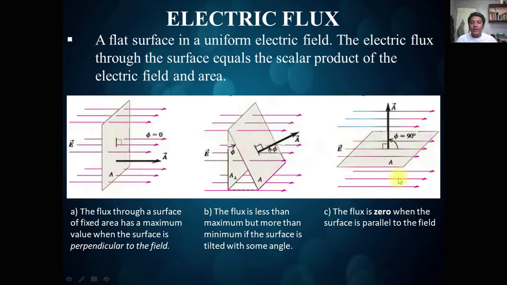The angle between them, or the theta between them, is 90 degrees, such that if we enter it in our calculator to calculate the flux through the plane, this should be 0 because cosine 90 degrees is 0. So the flux is 0 when the surface is parallel to the field. I hope you understand the basic concept of electric flux. And again, the formulas are important in determining the relationships and understanding the concept of electric flux.